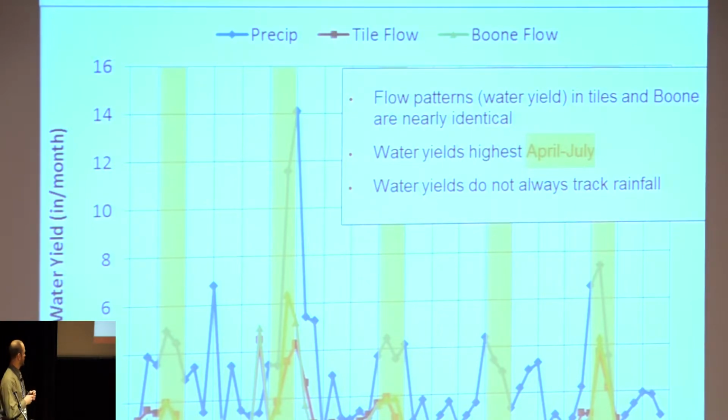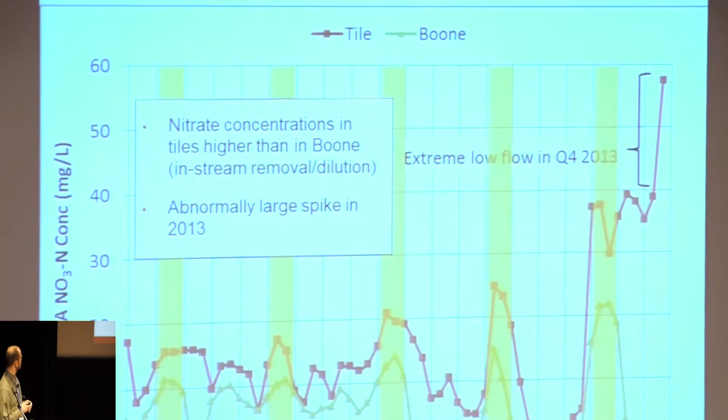And you'll notice that the Lyons Creek tiles and the Boone River water yields are tracking each other as we'd expect. But you might also notice that the water yields don't necessarily track the rainfall. So it's not just rainfall over the long term that's important, but it's the timing that's very important.